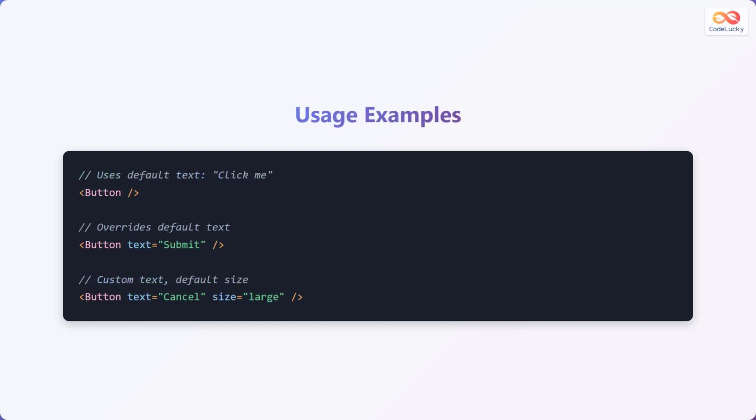Let's look at some usage examples. If you render the button component without any props, it will use the default text, "Click me." If you want to override the default text, you can pass a text prop with a different value, such as "Submit". Finally, you can also customize other props, such as the size, while still using the default text, by passing both the text and size props.